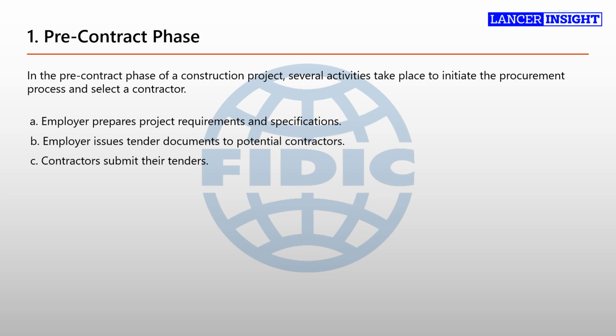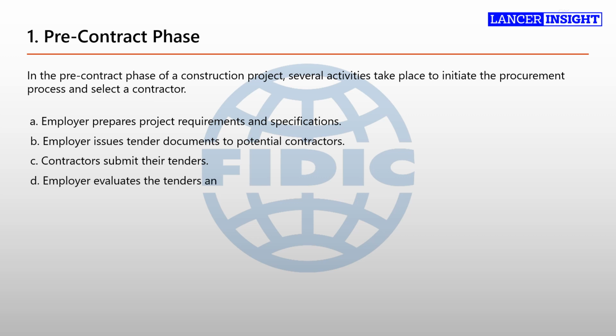Potential contractors who are interested in the project review the tender documents and prepare their bids, known as tenders or proposals. The contractors carefully assess the project requirements, specifications, and other contract conditions to develop their pricing, work methodologies, and project execution plans. They compile all the necessary information, including their technical and commercial proposals, and submit their tenders to the employer within the specified time frame.